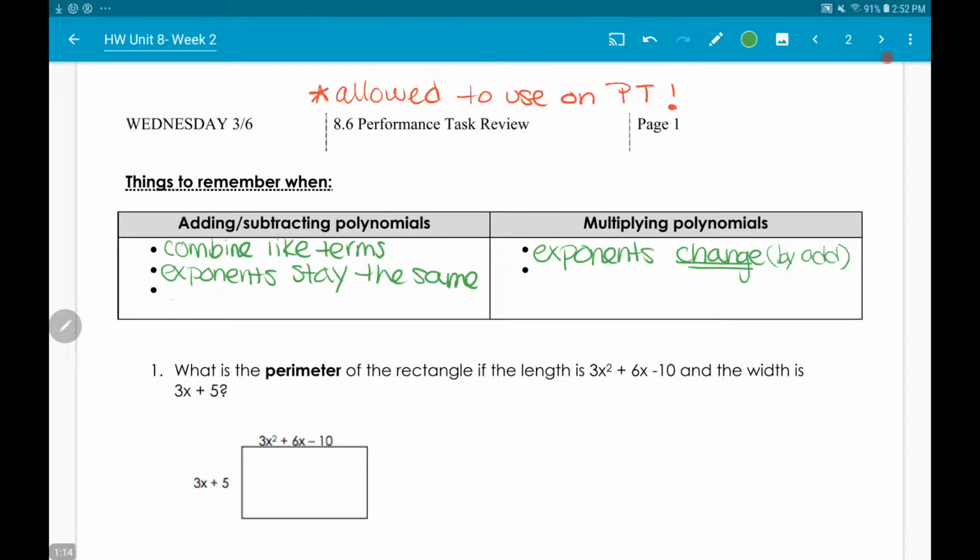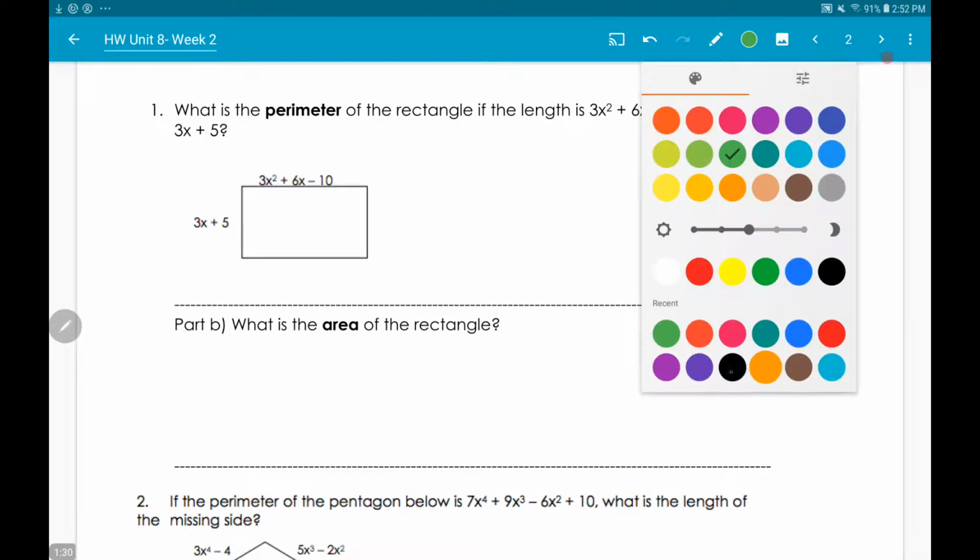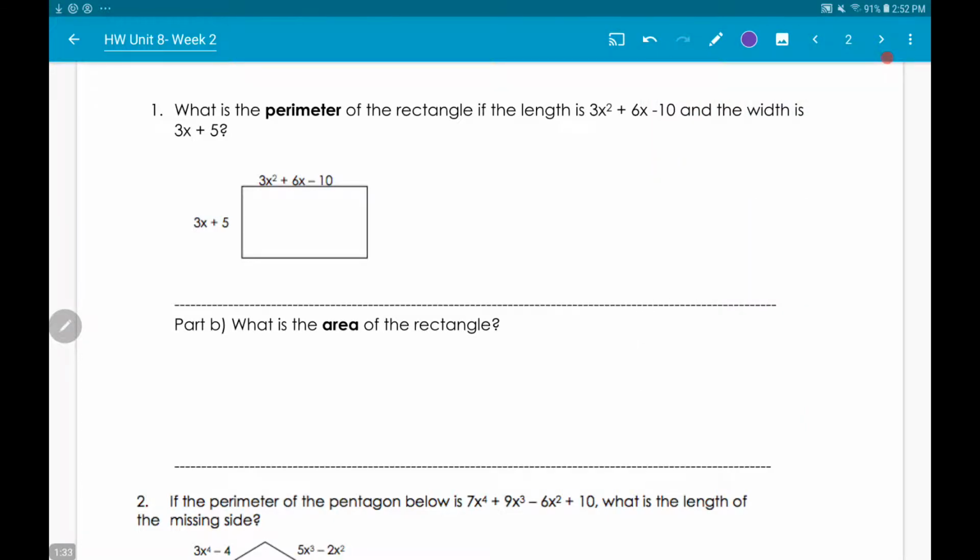All right, when we have perimeter problems, that means we are adding or subtracting. When we are multiplying, that's when we are talking about area problems. Okay. So we're going to go through 3 examples. Again, this will be very helpful for your exam on Wednesday.